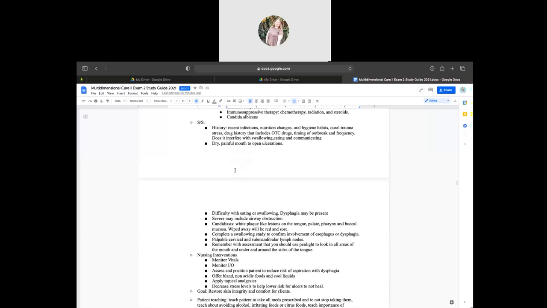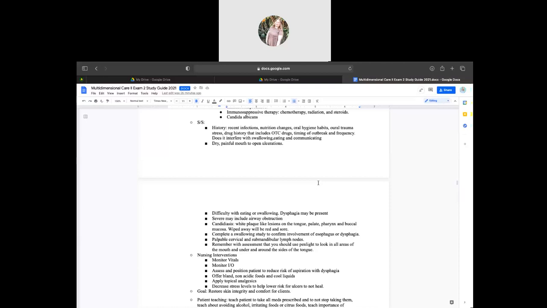When we look at our signs and symptoms in our assessment, we need to definitely take a very good history. We want to know about any infections, any nutrition changes, and what they do for oral hygiene. Do they brush their teeth? Do they floss? Do they use mouthwash? What kind of toothpaste do they use? We want to know if there's been oral trauma. Do they play contact sports? Have they had braces before? What kind of stress do they have? Any drug history? Do they have any other medical disorders that might co-occur, like bulimia?